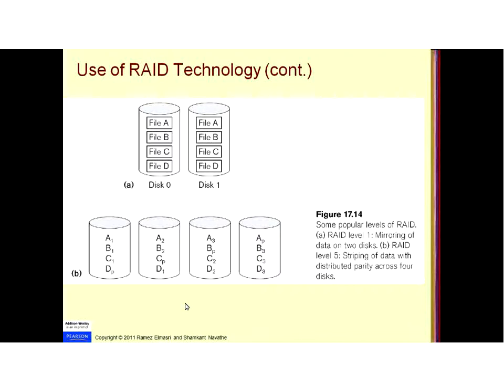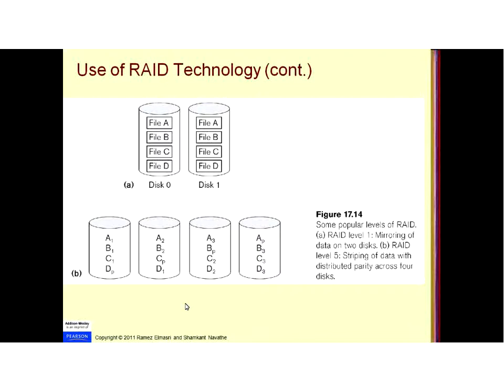So these are some popular levels of RAID. Figure A shows RAID level 1, mirroring of data on 2 disks. Like you are using disk 0, but you are mirroring it on disk 1 as well, so that in case disk 0 fails or gets corrupted, you can use the correct copy from disk 1.